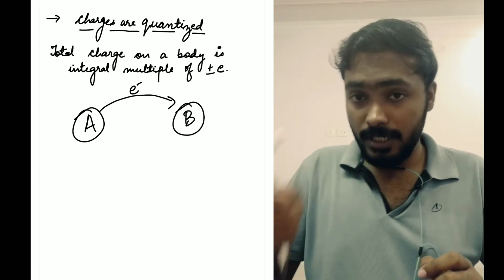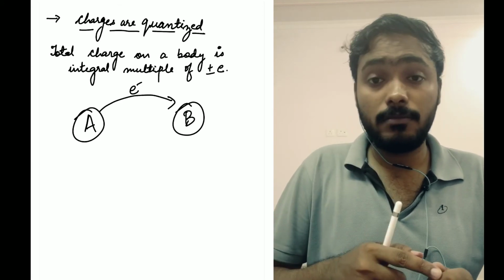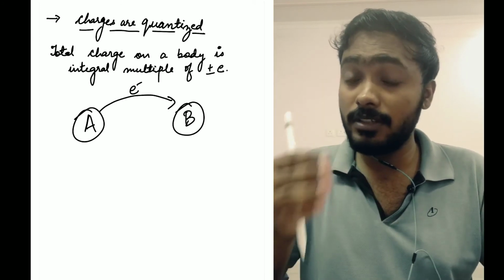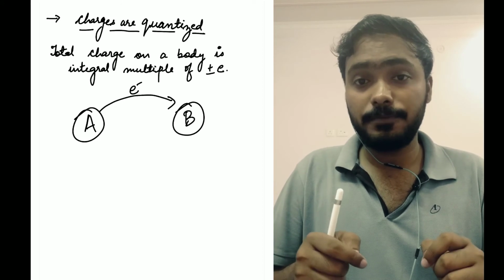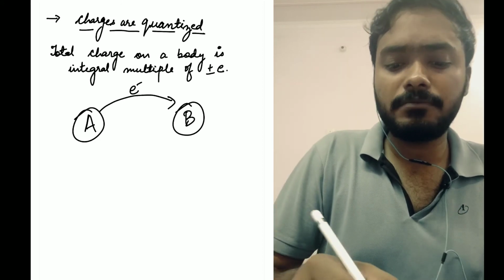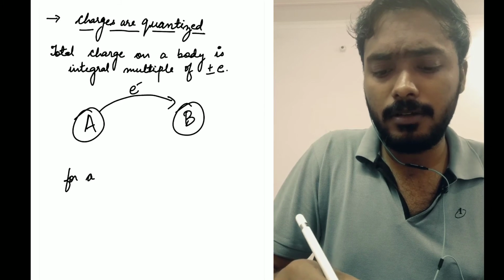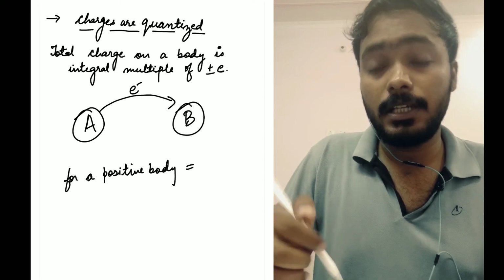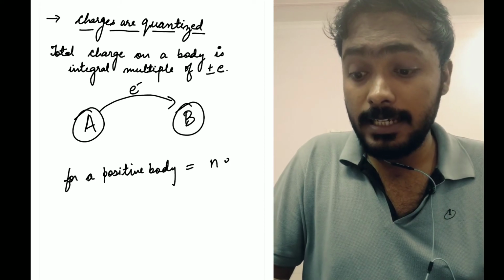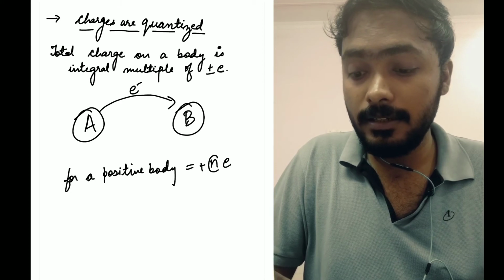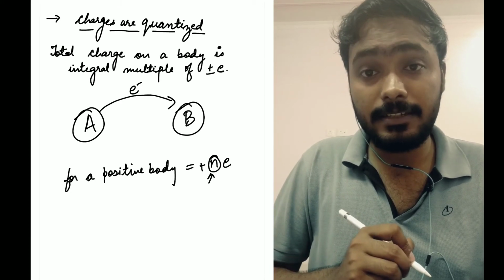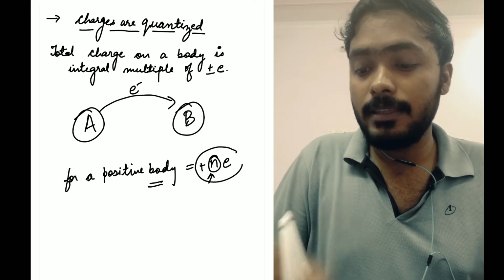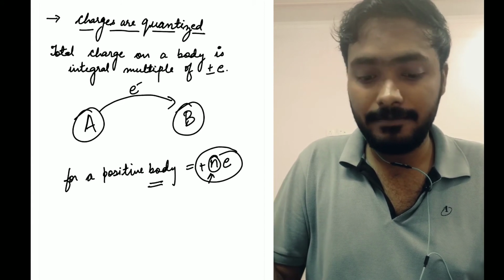Body A can give 1 electron, body A can give 2 electrons, but body A cannot give half an electron. Body A cannot give 3/2 electrons. It must be an integer. So what does that mean? It means that for a positive body, the charge will be in the form of n times e. Here n is an integer. It cannot take decimal values. So for a positive body, the transfer will be in the form of plus ne.